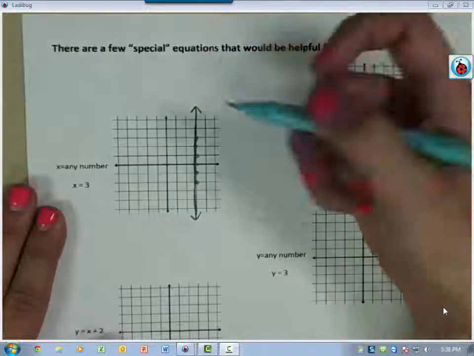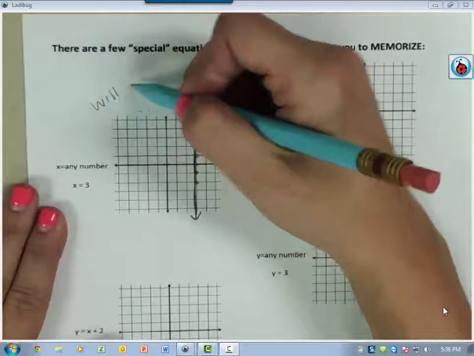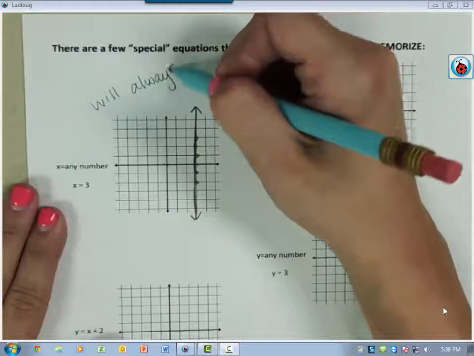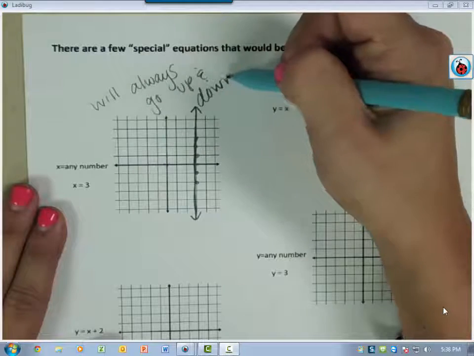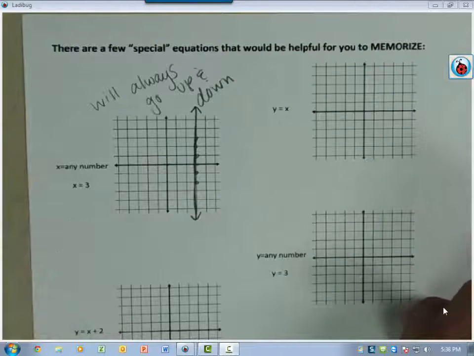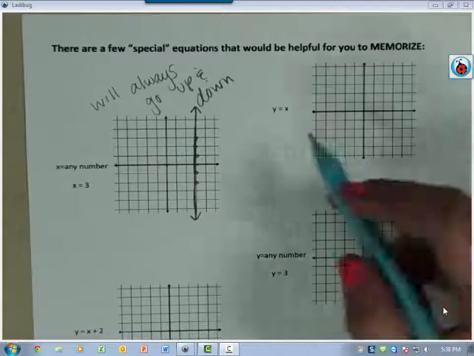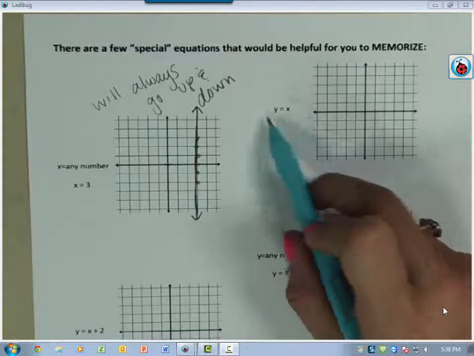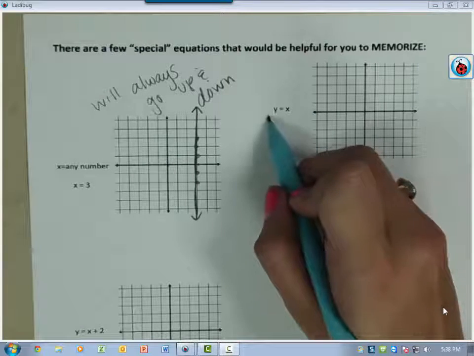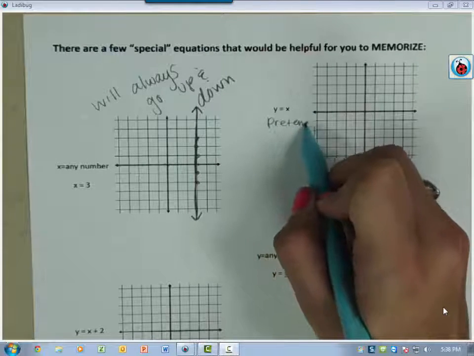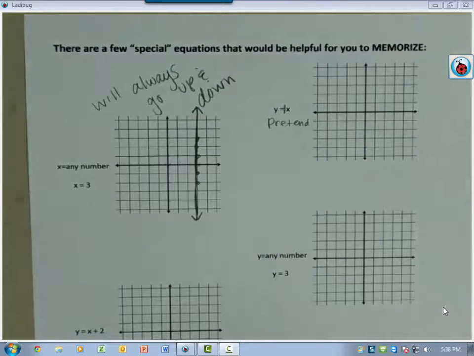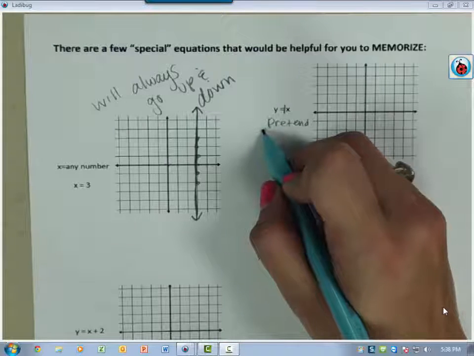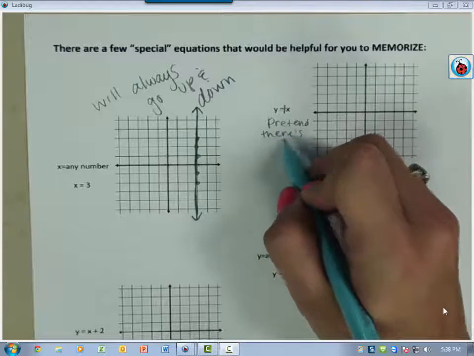Will always go up and down. Alright? When y is equal to x, when you have an equation like this, you want to pretend that there's a 1 in front of your x. Remember, 1 is your rise over run, right? Pretend there's a 1 in front of x.